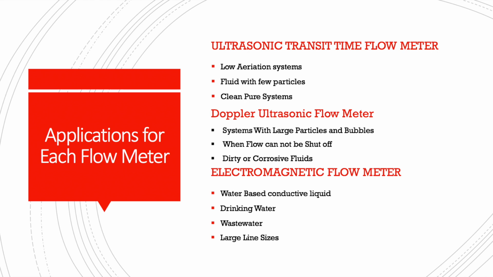Ultrasonic transit time flow meters should be used in the following conditions: low aeration systems, fluid with few particles, and clean and pure systems. Doppler ultrasonic flow meters should be used in systems with large particles and bubbles, when flow cannot be shut off, and in dirty and corrosive fluids. Finally, an electromagnetic flow meter should be used in water-based conductive liquid, drinking water, wastewater treatment, large line sizes.